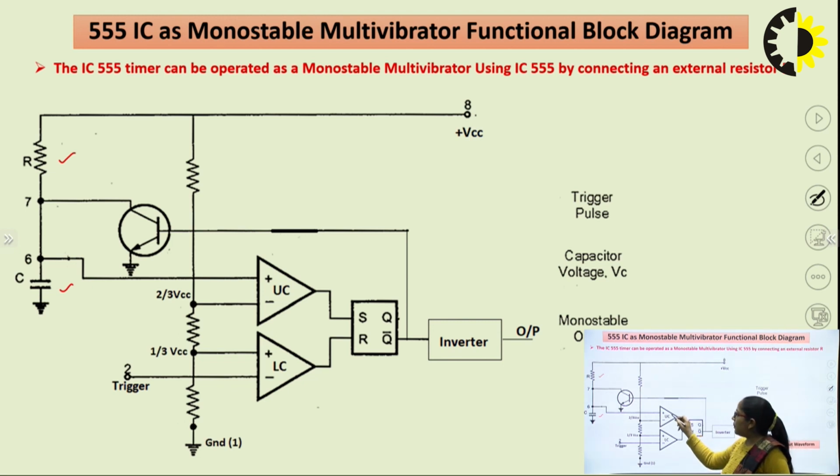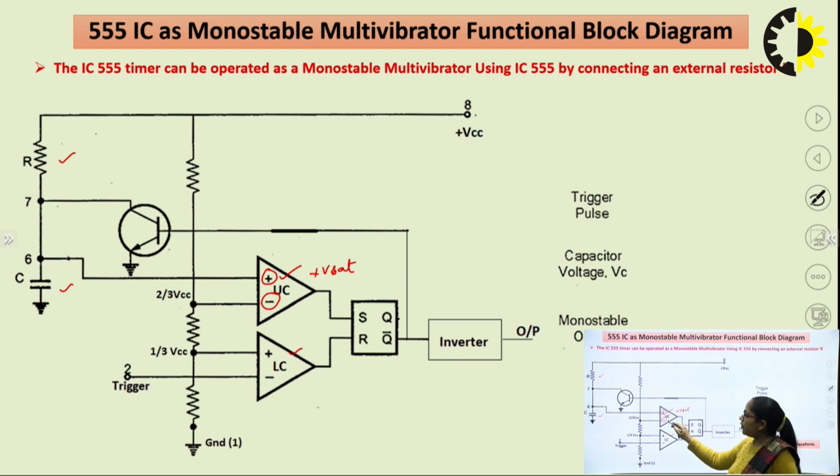Here we will have two comparators, called the upper comparator and the lower comparator. UC stands for upper comparator and LC stands for lower comparator. We know the operation of a comparator. The comparator is used to compare the voltages available at its inverting and non-inverting terminals. For example, if the potential of the non-inverting terminal is higher than the potential of the inverting terminal, then the output will be equal to plus V saturation, that is equal to plus VCC.